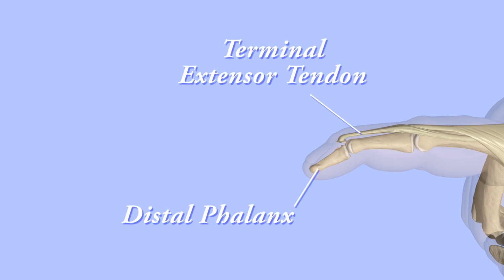A bony mallet finger is a fracture of the distal phalanx of the finger that occurs at the attachment of the extensor tendon. The tendon pulls back on the broken fragment and nothing pulls back on the rest of the bone, and so the fingertip drops.